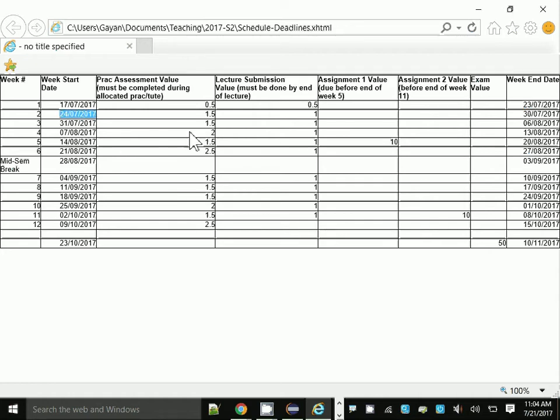So this week, you had a practical assessment, and there's a lecture submission that you need to do, right? And the assignments are due during these weeks. So it'll be due before end of week 5. This one that's for 10 marks will be due before end of week 11. Can you see how it's between the start and the end of that week 11? So that's how you should read it.